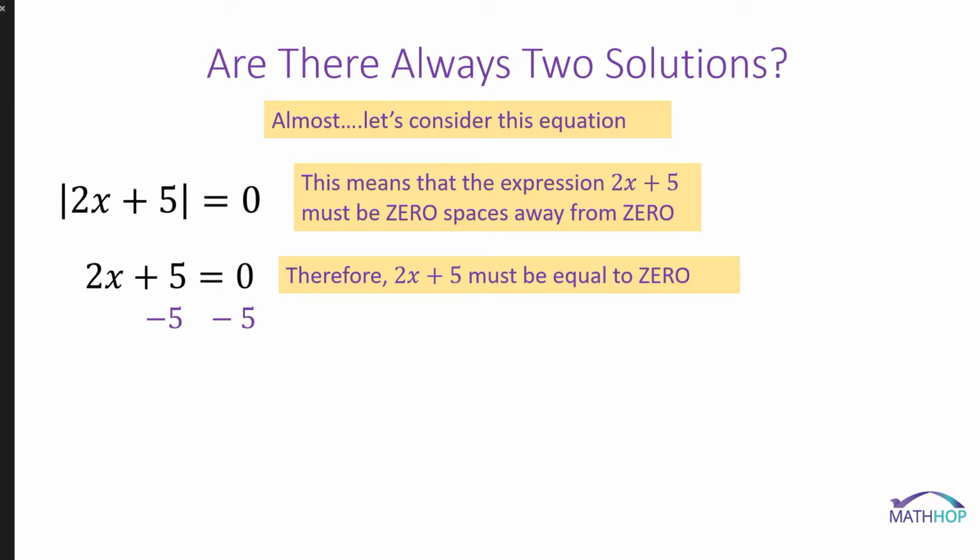So the opposite of adding 5 is subtracting 5. The opposite of multiplying by 2 is dividing by 2. And we would get x equals -5/2. And that would be the only solution for this problem, because there's only one number that has an absolute value of 0, and that is 0.